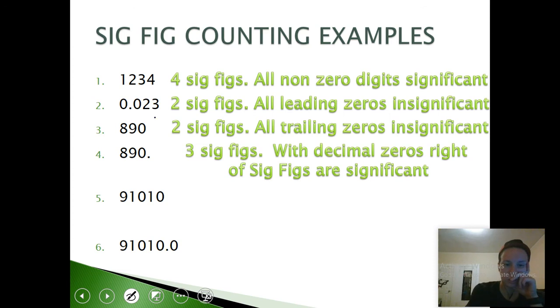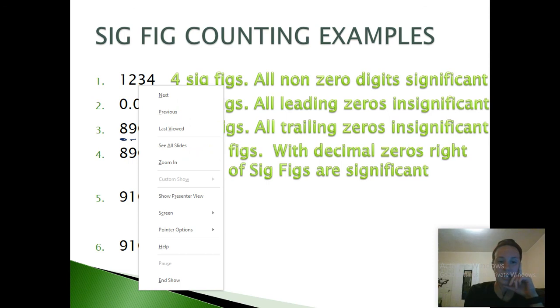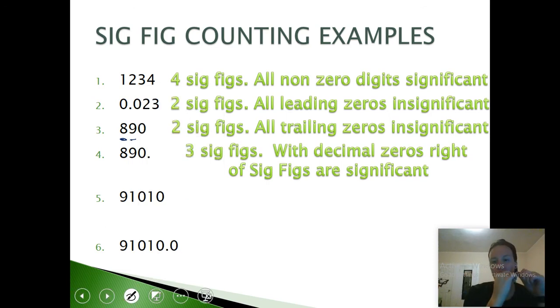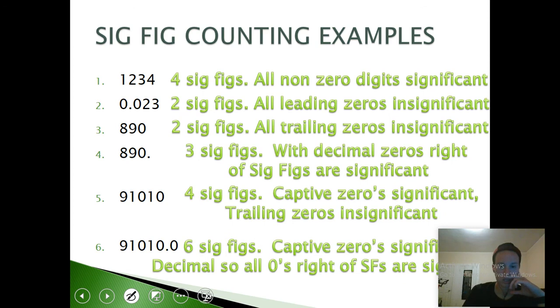This one has an 8 and a 9, so those are significant. But there's not a decimal point there. So because there's no decimal point, it only has 2. This decimal point here makes it significant. You could think of this one as more of an estimate and this one as an exact number. Using that same idea for the last one, we should have 4 here because the zeros in between are captive, but this one doesn't count, and then 6 because there is a decimal point there.